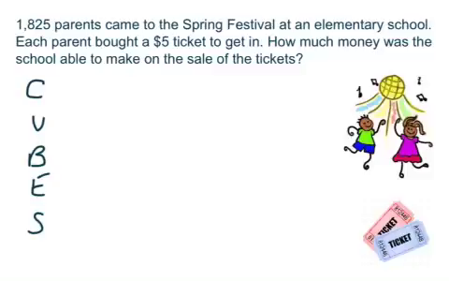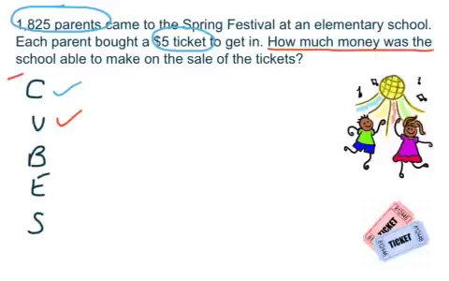So C in CUBES is for circling the key numbers. So I have 1,825 parents. And I also have a $5 ticket. I usually like circling the words that go with the number, so I have a better sense of what it is. U is where I underline the question. How much money was the school able to make on the sale of the tickets?